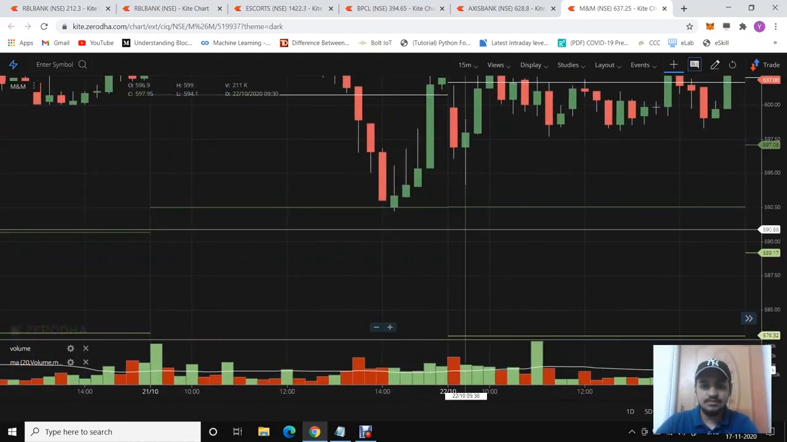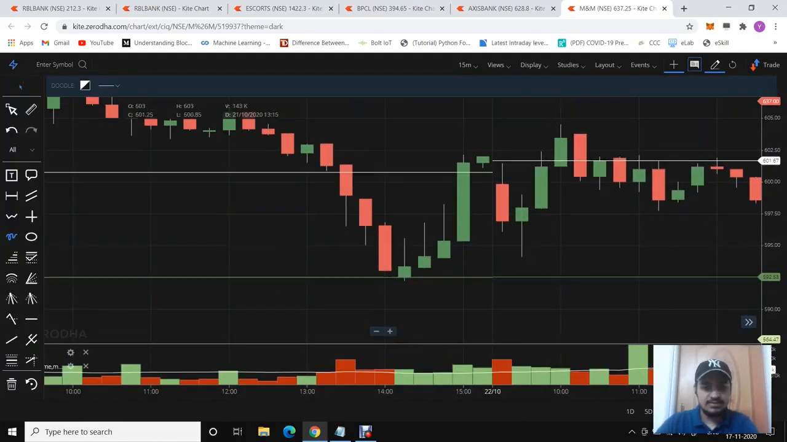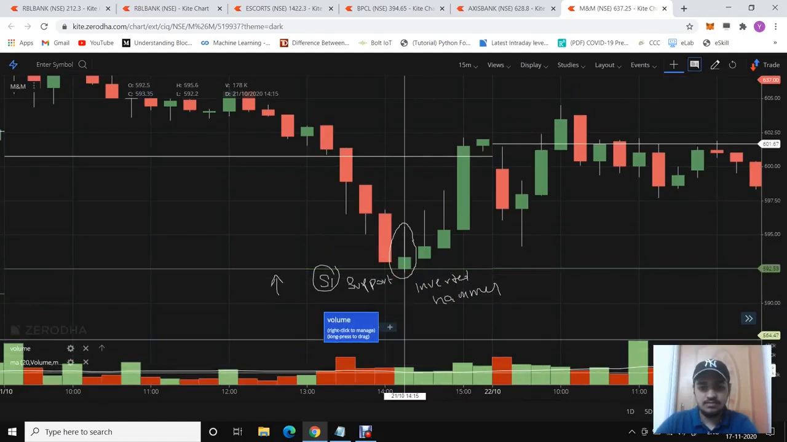The next example is of buy at support. What we can see here is that this is your support, S1. This will act as support, as we all know, since the price is above it. There is a formation of an inverted hammer, which is a bullish candlestick pattern. It is with high volume as well, above average volume.